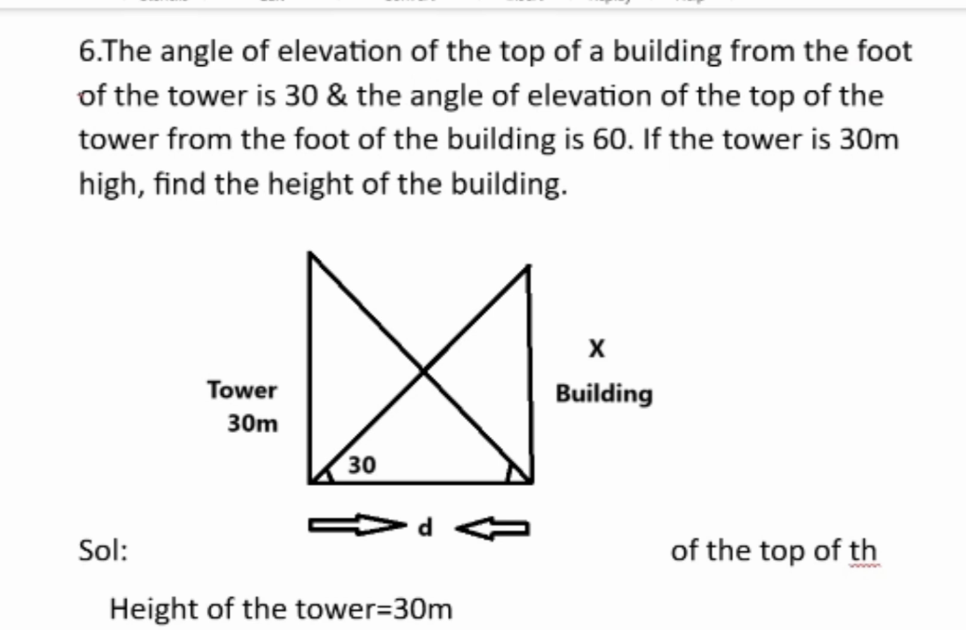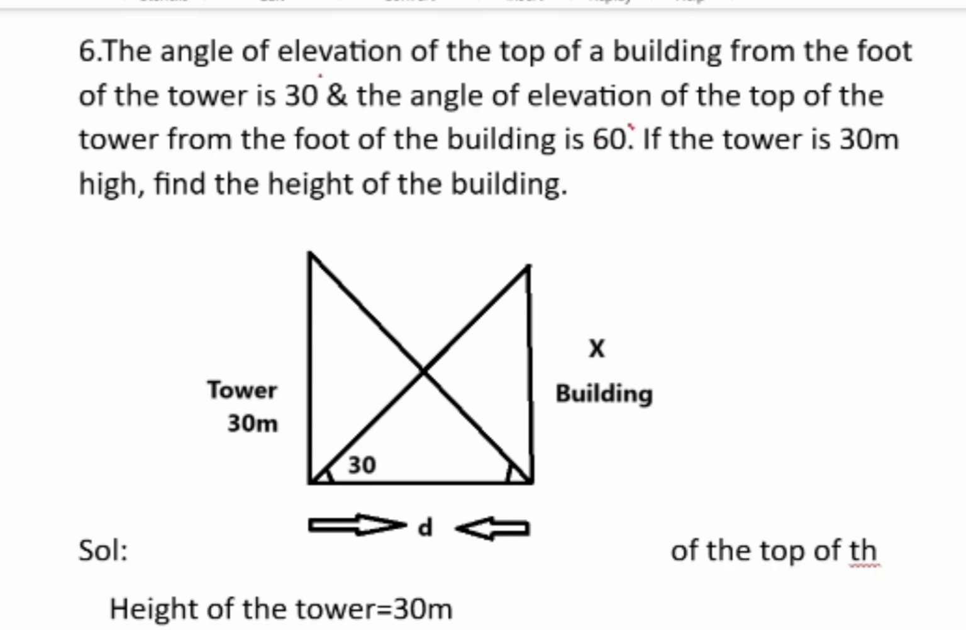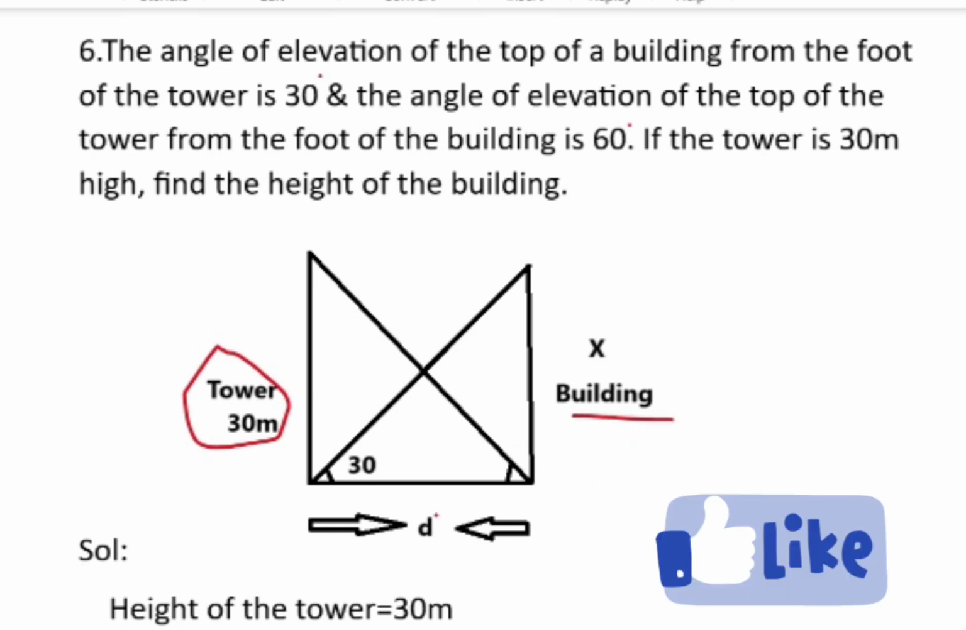So here we need to draw a figure. Draw a tower and a building. Consider the building as x. The tower is given as 30 meters, and the elevations are 30 degrees and 60 degrees. We need to find the d value. D is the foot of the building and x is the building height. So write the given part, and consider the foot of the building as d and the building as x.